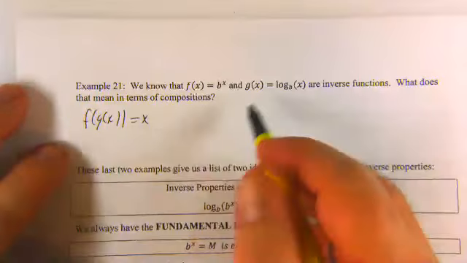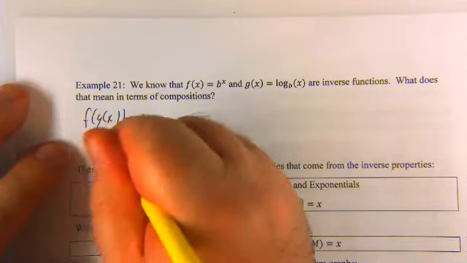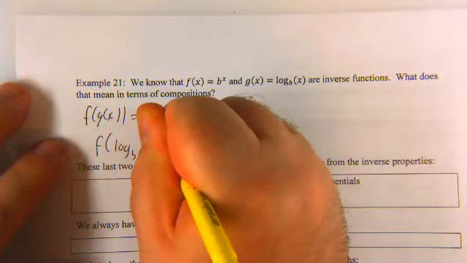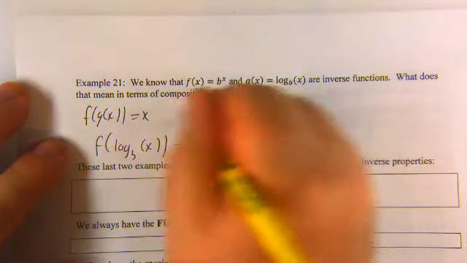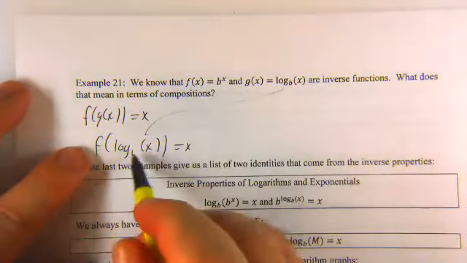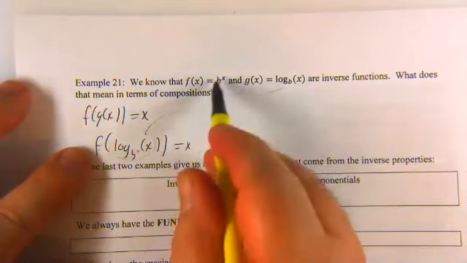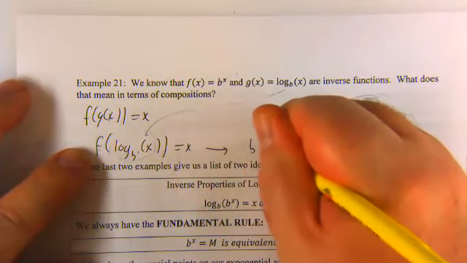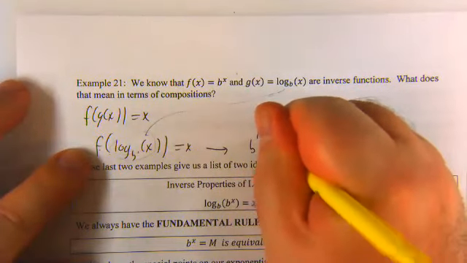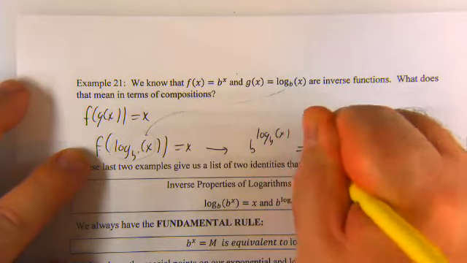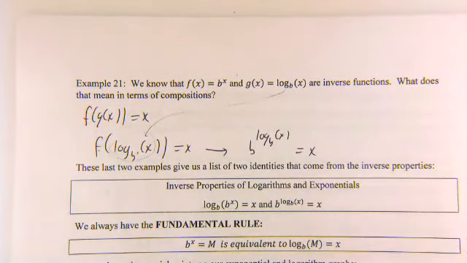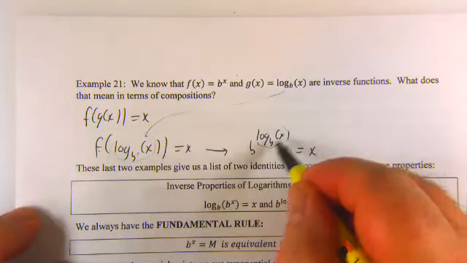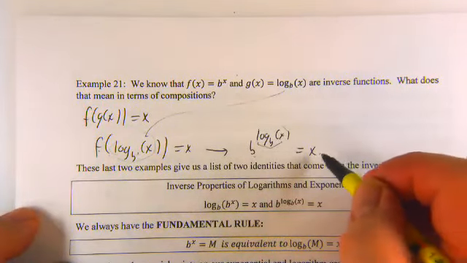If these are our two functions, this becomes f of log base b of x, because that's my g. And then what does f do? Well, it takes whatever input you got and puts it up into the exponent. So b raised to the log base b of x equals x. And there you really see that a logarithm is a power. This number, whatever it is, is the power that you raise b to get the number x.